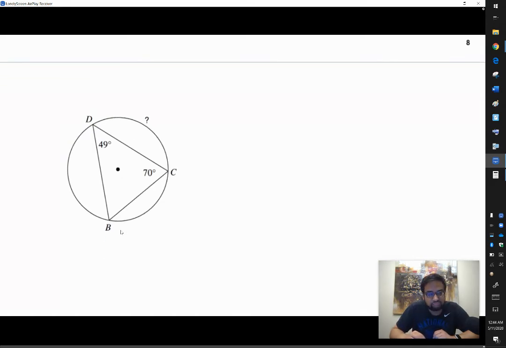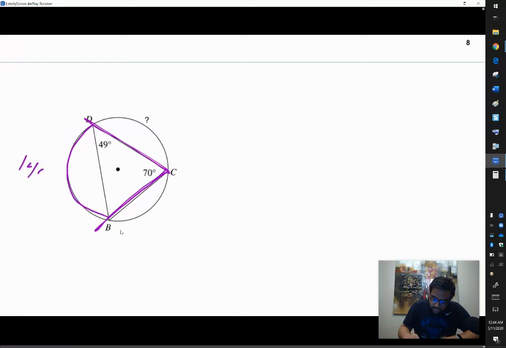Are they always this easy? Not necessarily. Let's take a look at this one here. There's a couple ways we can work this problem that might be beneficial to you. One thing you might realize is that you have a 70-degree angle here, which means that this arc would be double that, or 140. You have a 49-degree angle here, so its arc would be double that. Again, 2-to-1 ratio between inscribed angle and the captured arc. So you'd have 98.